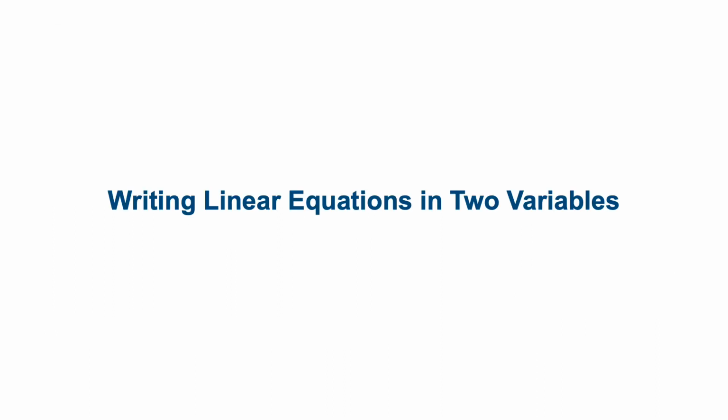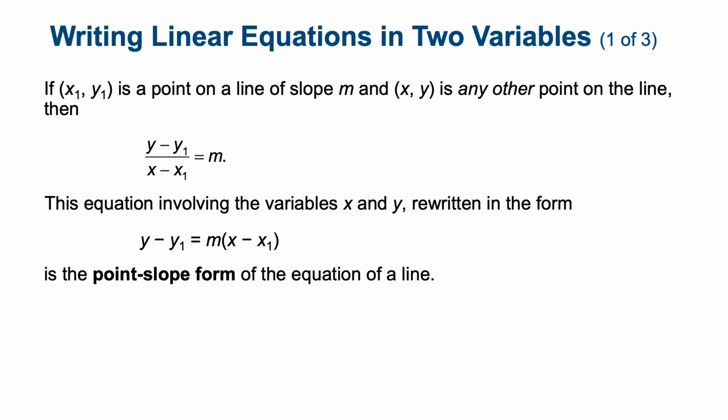All right. So now we're going to continue into the next section, which is writing linear equations in two variables. So suppose you have (x1, y1). Let that be a point on a line with slope m, and let (x, y) be any other point on the line. Then, using the slope formula, you could plug that in, right? And if I multiply both sides by x minus x1, I have obtained what we call the point-slope form of an equation of a line.